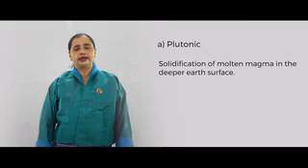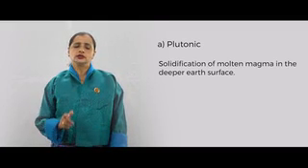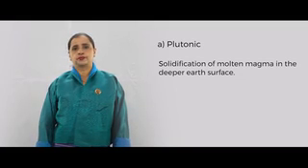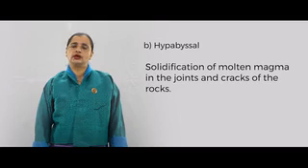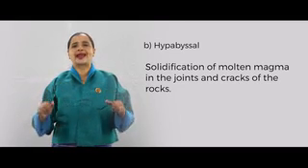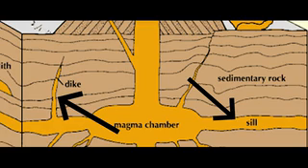Let us come to plutonic rocks. These rocks are formed by solidification of molten magma at great depth inside the Earth's surface. Whereas hypabyssal rocks are also formed inside the Earth's surface by solidification of molten magma, but it is in the joints and cracks of the rocks. If solidification is in a vertical manner, it is called a dike. If it is in a horizontal manner, it is called a sill. So this is the brief classification of igneous rocks.